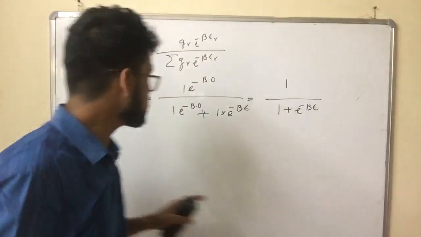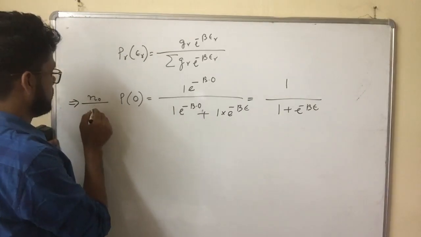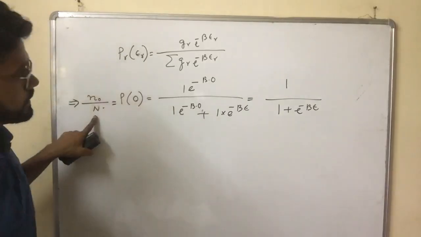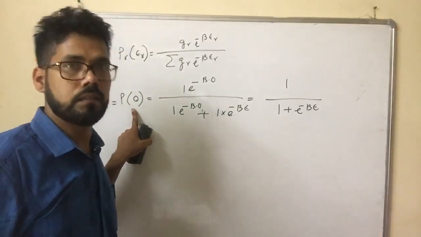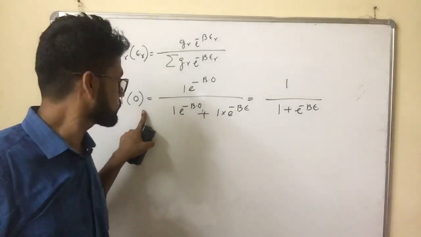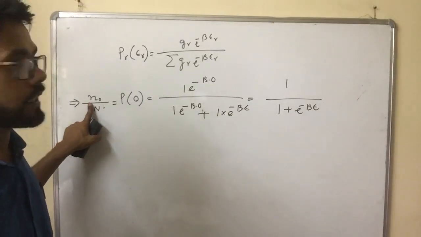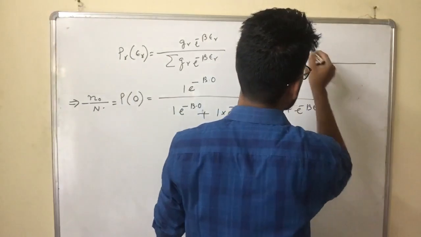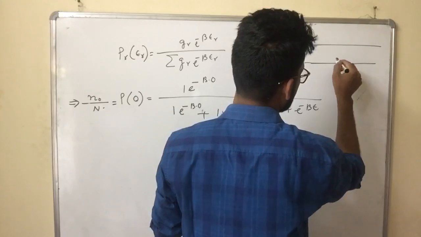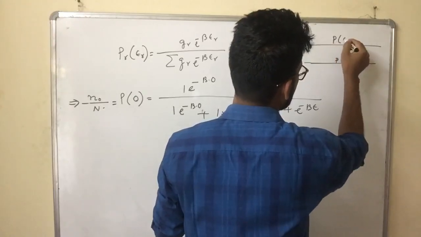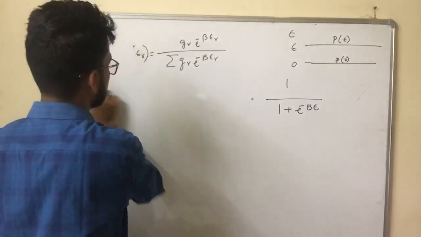Or you can say this is the fraction of particles in the 0 state. This is P0, meaning the probability of finding the particle in energy level 0. Or you can say this is the fraction of particles occupying this energy level. Suppose this is the 0 state, and the energy is state E. This represents P0, and this represents P. Okay, this is the formula.